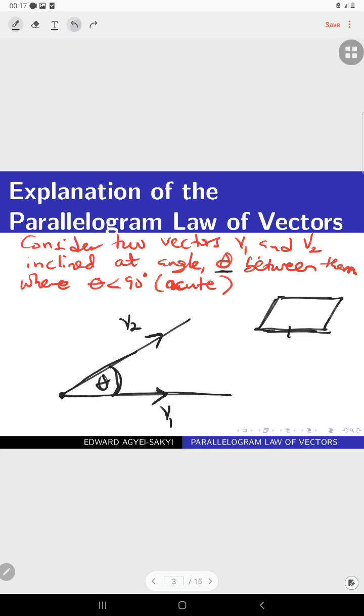So back to the diagram. We need to get a parallel line to V1. And how do I get a parallel line to V1? So I can draw it this way.